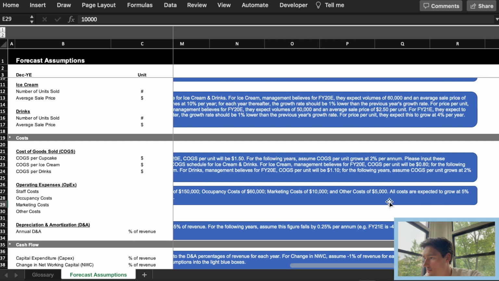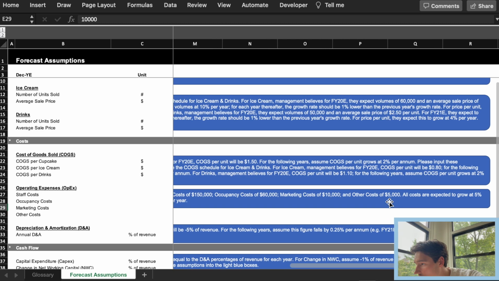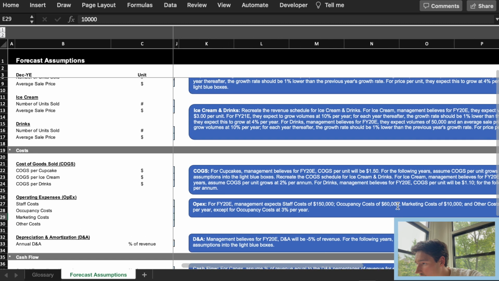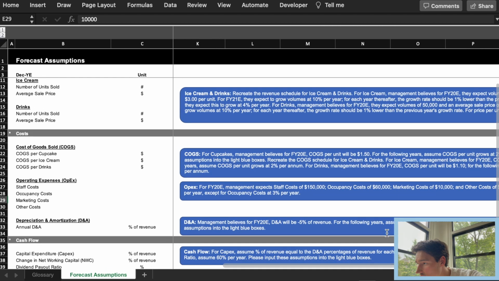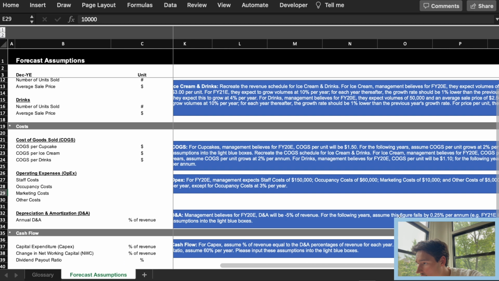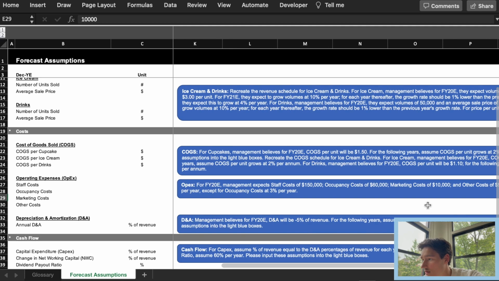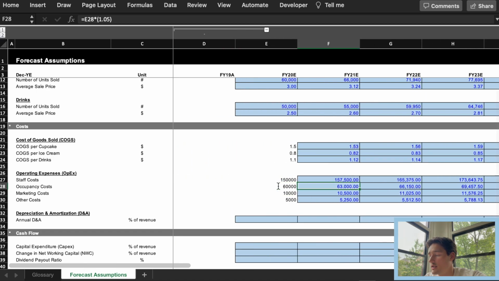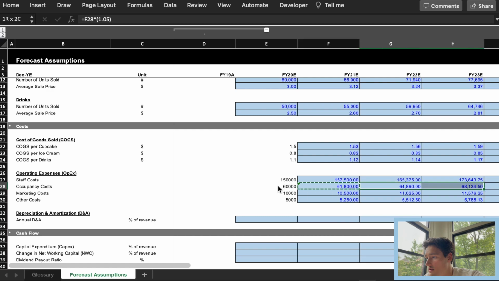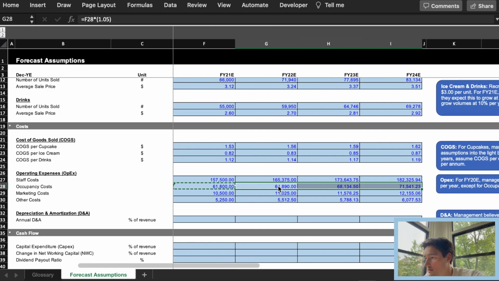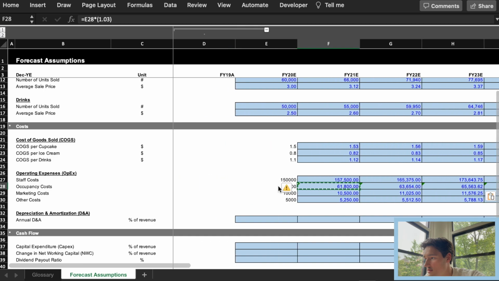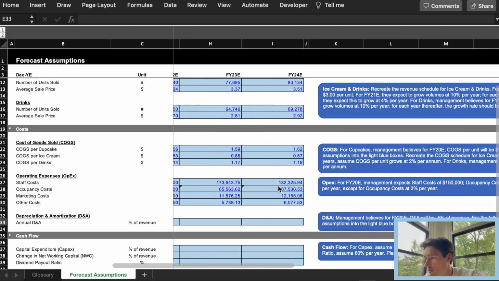So all expected to grow at 5%, and occupancy at 3. So we can just go into occupancy and change that. Copying the cells prior allowed us to keep that original 5% increase per year. So we want this to be 3. Copy that across. Great.